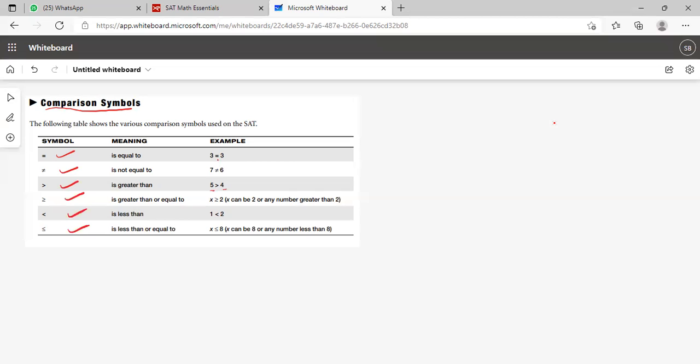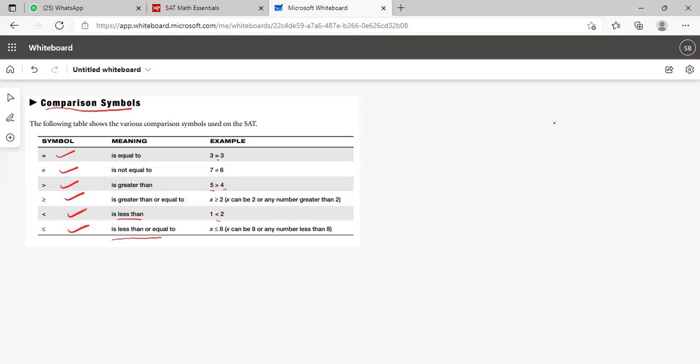Okay, x is greater than or equal to 2. Now x can be 2 or any number that is greater than 2. Why? Because this sign says greater than or equal to. X is either 2 or it could be 3, 4, 5, 6, 7, 8, any number which is 2 or greater than 2. Simple. This is less than, 1 is less than 2. Very simple. 1 is a smaller number, 2 is a greater number. We have this less than sign. And now we have this less than or equal to. X is less than or equal to 8. X can be 8 or any number that is less than 8.